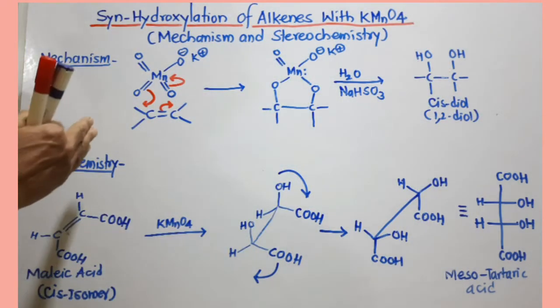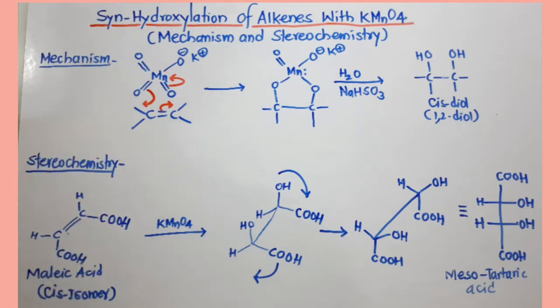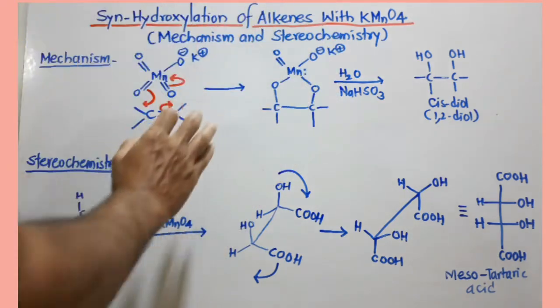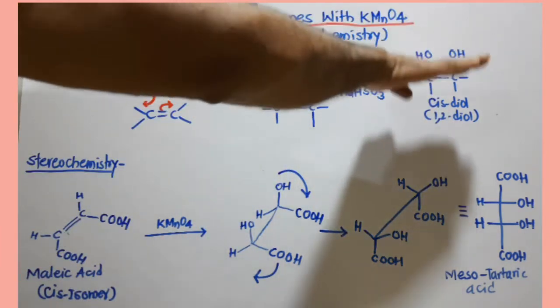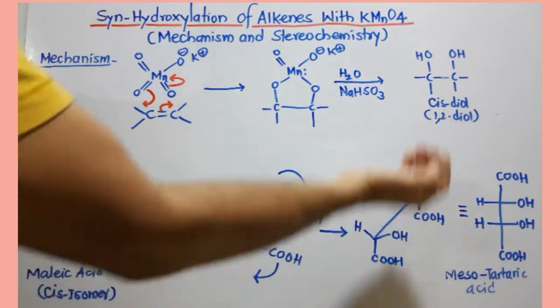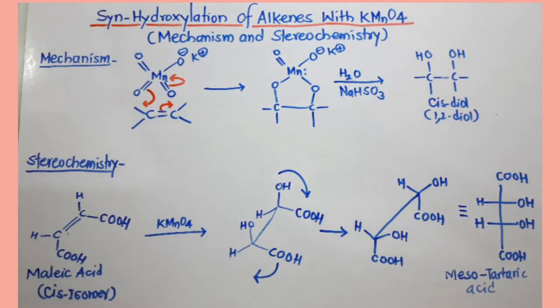Now, before we go on, we discuss the stereochemistry of this reaction. You just see that both hydroxyl groups are coming from the same side. They can join either from the lower side or from the upper side. That is important. Now coming to the stereochemistry of this reaction, first of all we'll take the cis isomer or cis alkene. I have taken here one alkene. Actually, this is maleic acid.